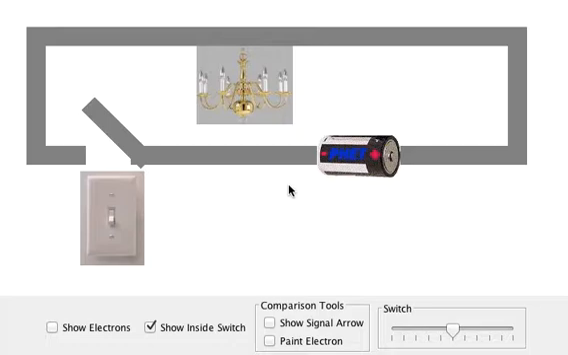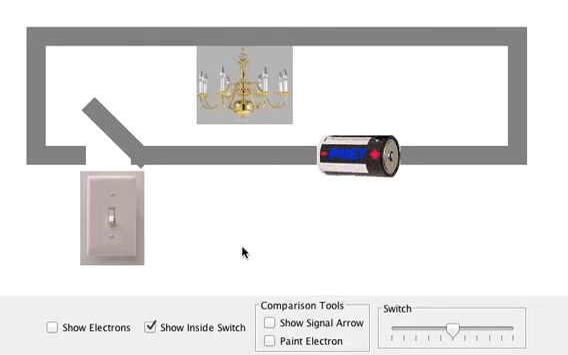And to help clear up some of those misconceptions, I've got a simulation here that shows a circuit with some wires, a light fixture, a battery, and a switch. The first thing that comes to mind when a lot of people ask questions about current is, how do you imagine current? What do you view or foresee is happening inside of wires?